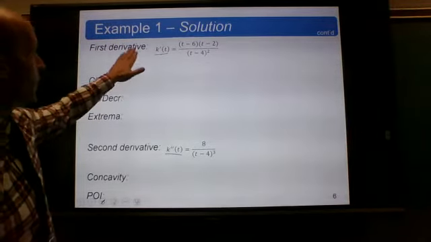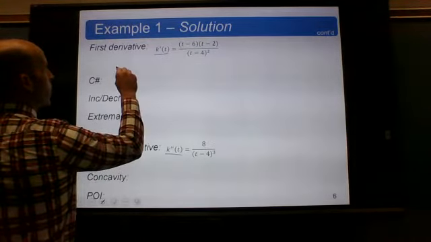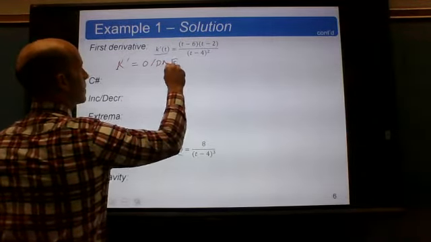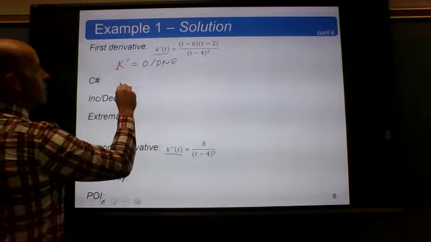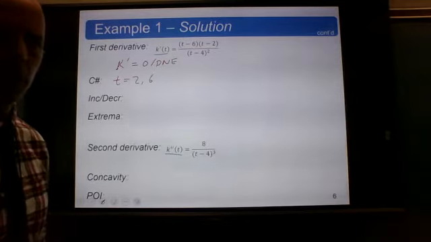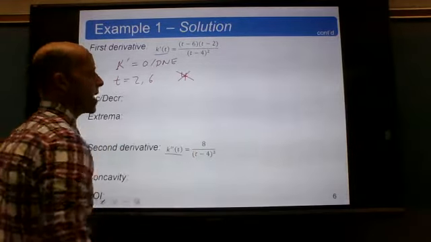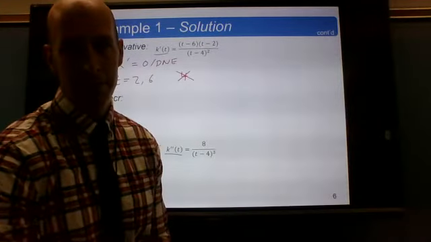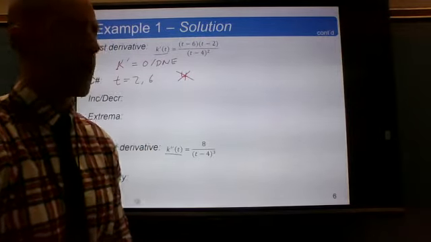There's the first derivative, and I want to find the critical numbers. Remember, critical numbers are where the derivative is equal to 0 or does not exist. In this case, I only need to worry about the numerator. So it looks like we have critical numbers of 2 and 6. Those are the only two critical numbers. Please don't say that 4 is a critical number. I'm just going to tell you, 4 is not a critical number because it's not in the domain. Since 4 is not in the domain, it cannot be a critical number. In other words, it cannot be an extreme value.